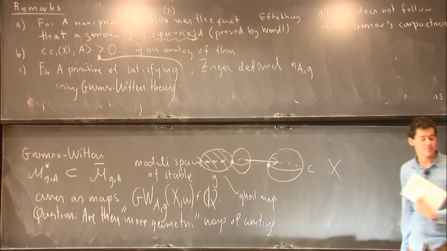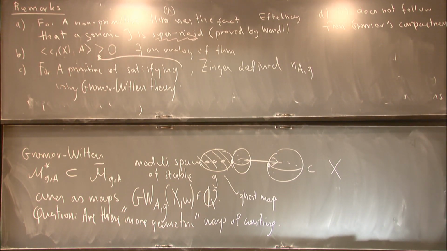Can I ask a question about what you just said? So Taubes has an analogous statement in dimension 4. Is this thing you're saying about Gromov compactness for currents a generalization of that? Yes. Yes.